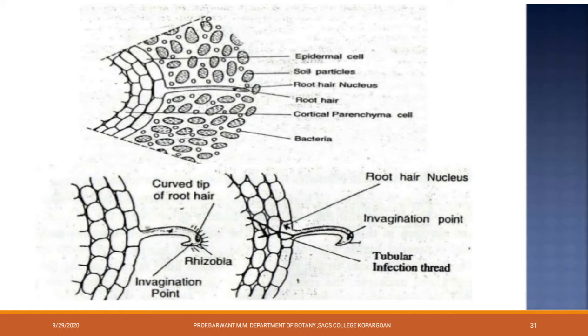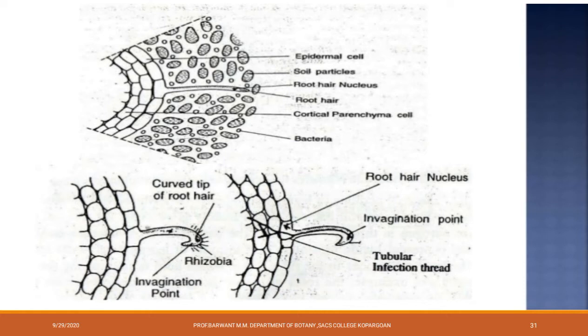Let's see the simple mechanism of root nodule formation. In the first diagram there is the structure of a root in the soil. There are epidermal cells. Beside the epidermis there are soil particles, root hair nucleus, root hair, cortical cells, and the bacteria. Near the root hairs, some bacteria of Rhizobium are present.